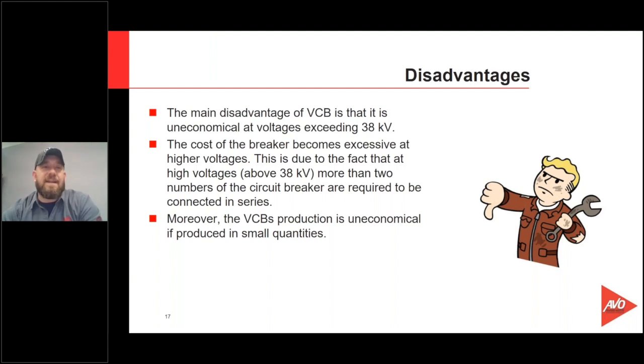This is due to the fact that at higher voltages, more than two circuit breakers are required to be connected in series. That's in reference to a vacuum circuit breaker. Moreover, the vacuum circuit breaker's production is uneconomical if produced in small quantities.